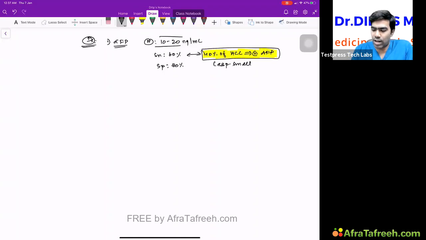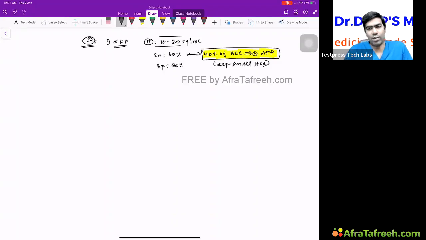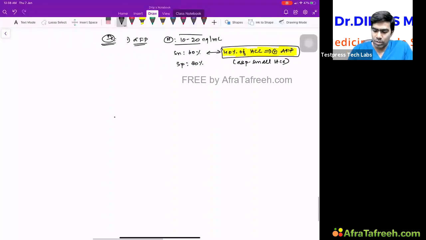Remember, the production of alpha fetoprotein will depend on the size of the tumor. The bigger the tumor, the higher the sensitivity of alpha fetoprotein. But the smaller the tumor, the lower the sensitivity. Very small tumors, especially less than 1 centimeter, may have a normal alpha fetoprotein, and you might basically miss out on the tumors. Clear? So that's why you need to be very careful. Alpha fetoprotein is not very sensitive.